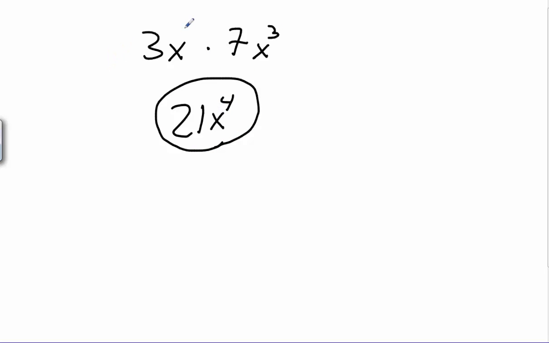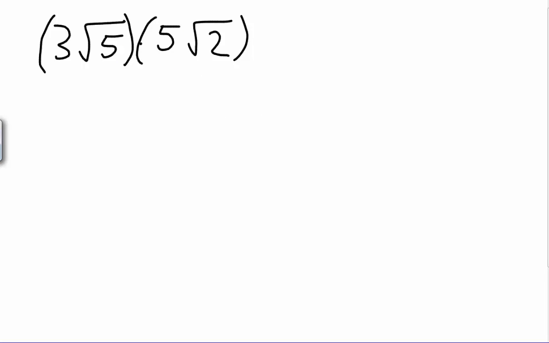Now, dealing with radicals is no different because we still multiply the outside number by the outside number. 3 times 5 is 15. Multiply the inside number by the inside number. Square root of 5 times square root of 2 is square root of 10. We're not done yet. We first need to see if we can simplify 10. The only factors of 10 are 10 and 1, no perfect square there. 5 and 2, no perfect square there. So we're simplified.